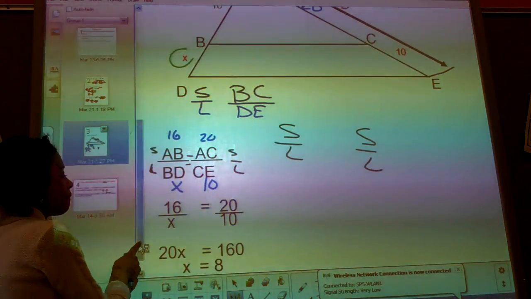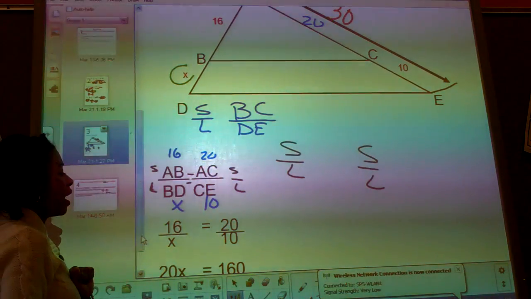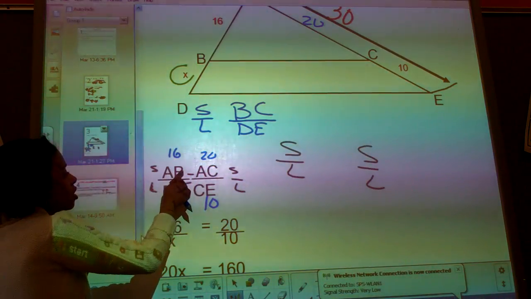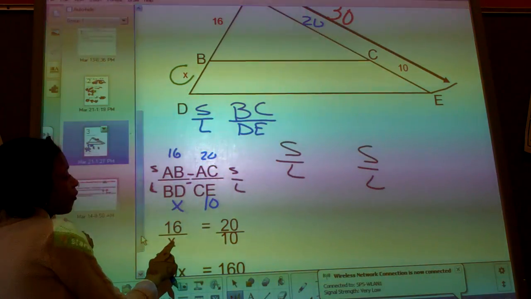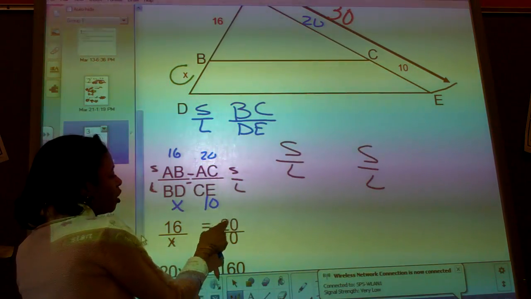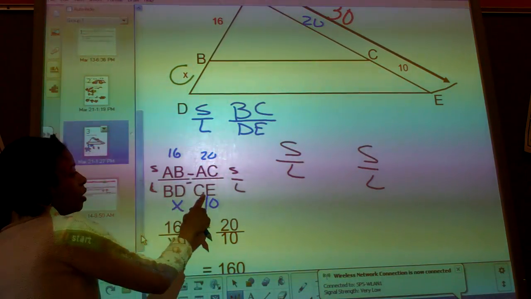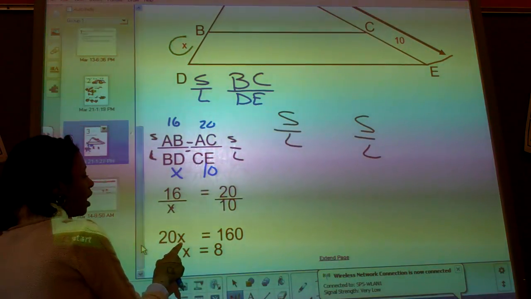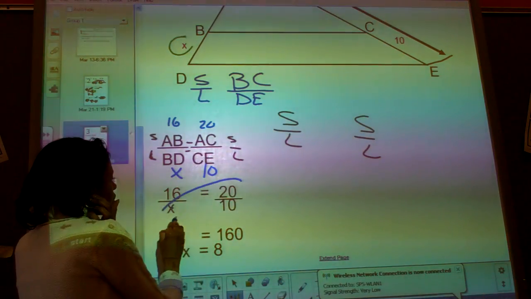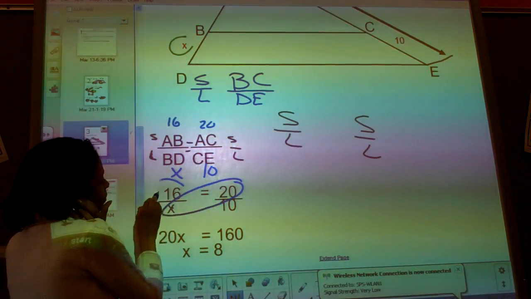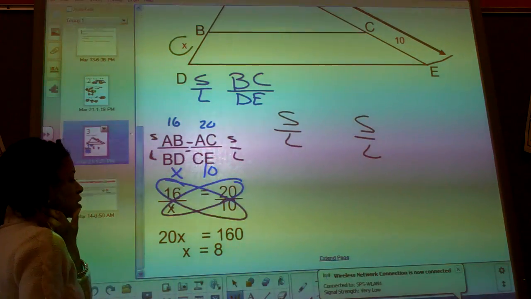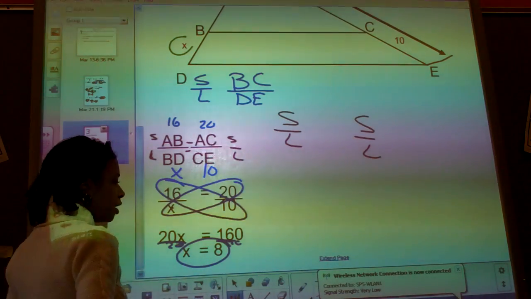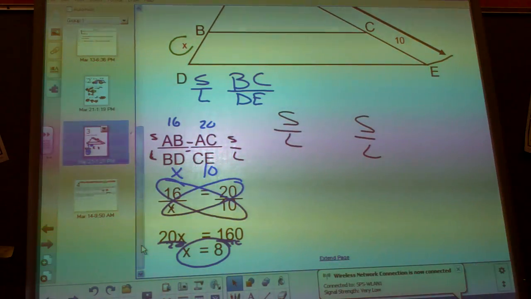So how would I write that? I've got 16 over X equals 20 over 10, because that's the value. I'm doing substitution now. What's the length of AB? It's 16, because I'm looking for X, is equal to 20 over 10. AC is 20, CE is 10. By cross multiplication, I'm going to solve it. So 20X equals 160. Here's my 20X is equal to 16 times 10, 160. Divide both sides by 20. And X is equal to 10. And there's the first part of your 8, 2.